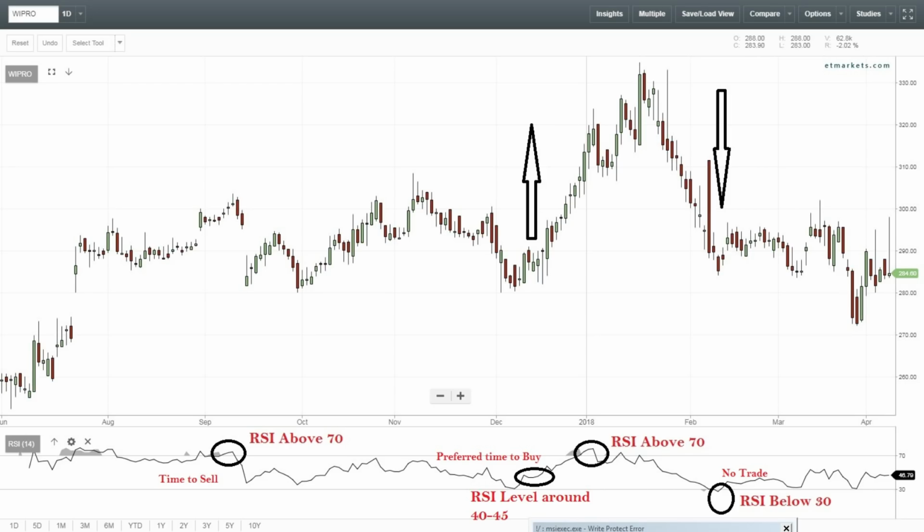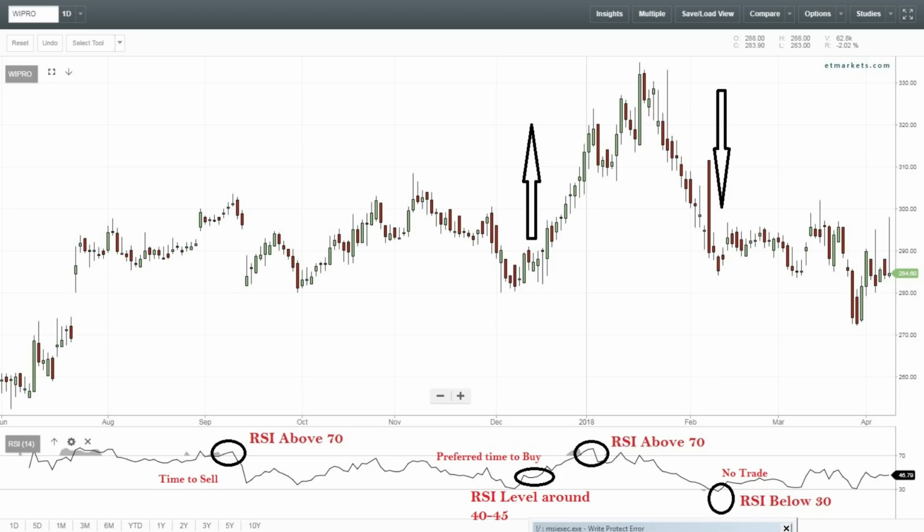Now you can see some points over here where the RSI level went above 70. It meant that at that point of time the stock was overbought and it needed to come down from that level. So generally it is advisable that when the RSI level is above 70, do not enter the market or do not buy that particular stock at that time.